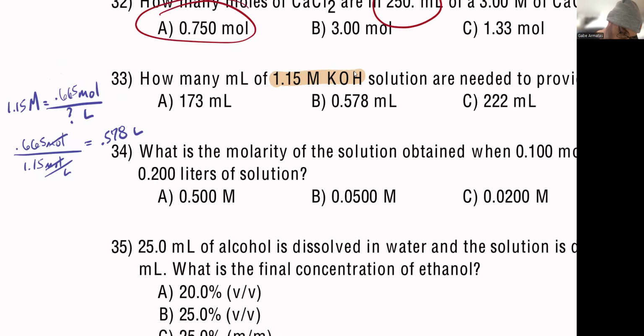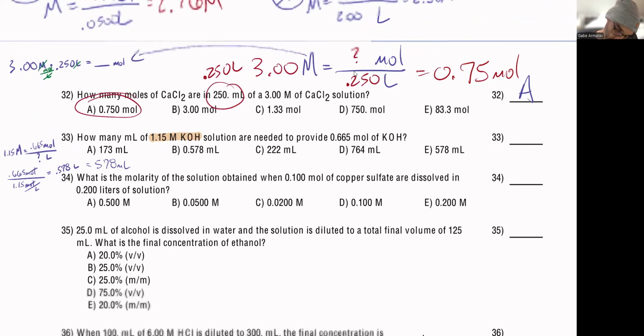0.578 liters or 578 milliliters. So 578 milliliters. So this one is E. Good, quick, simple, and off we go.